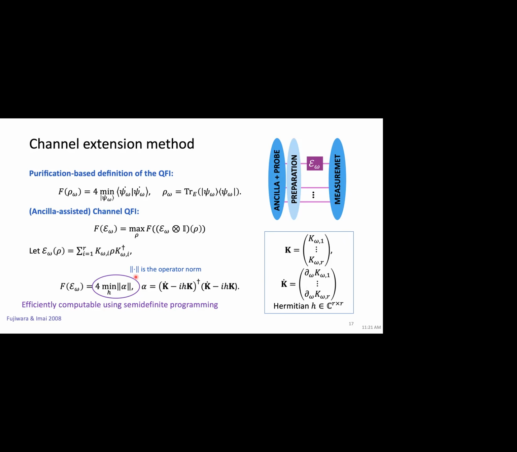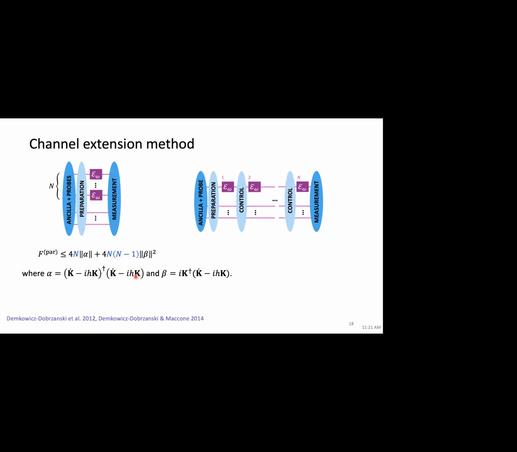Okay, so now we can just plug in the Kraus operator for the n copies of the quantum channel, and we can get the Fisher information of this parallel strategy. We would have two different terms. The first term is linear, and the second term is quadratic. Basically, instead of having this alpha operator, we could also have this beta operator, and they are all Hermitian operators. In the sequential strategy case, we could have a similar upper bound, but a little bit different.